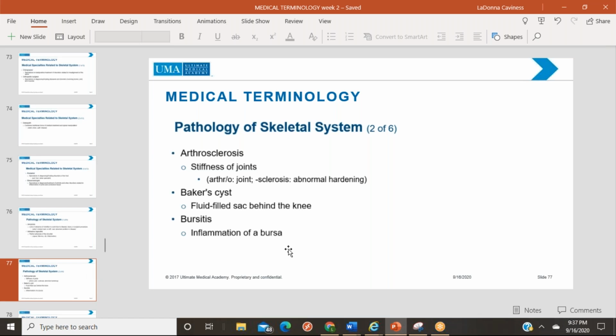All right, pathology of the skeletal system. Arthrosclerosis is stiffness of the joints, and when we break that down, arthro refers to the joint and sclerosis refers to abnormal hardening. A Baker's cyst is a fluid-filled sac behind the knee. Bursitis is inflammation of a bursa.